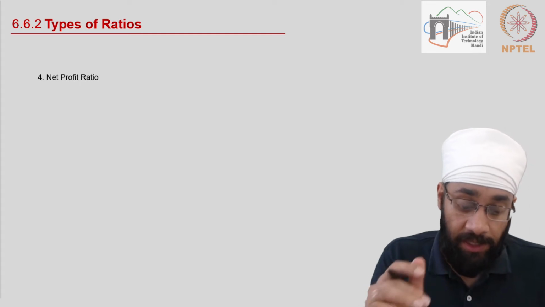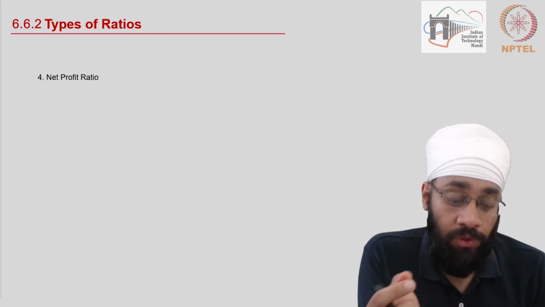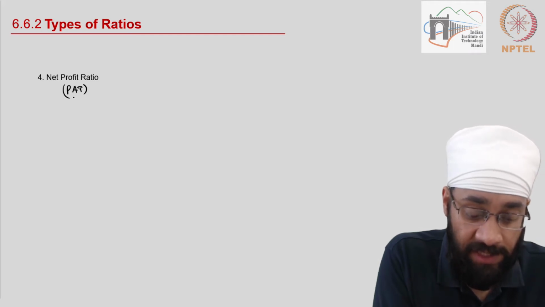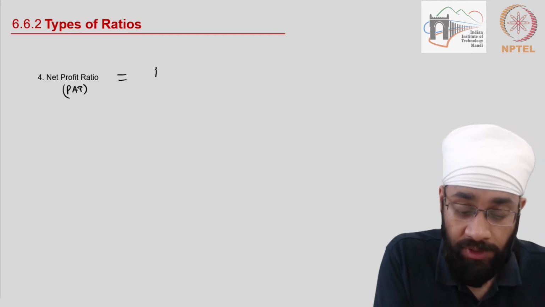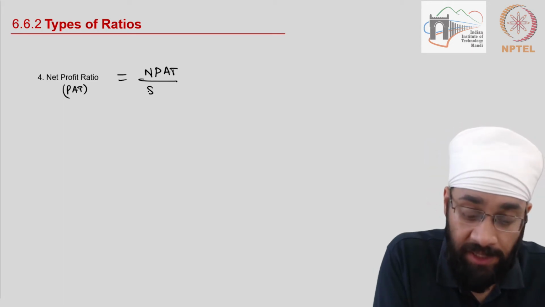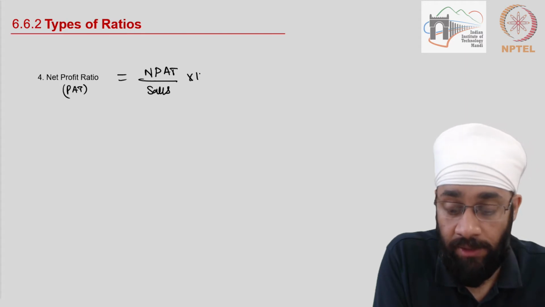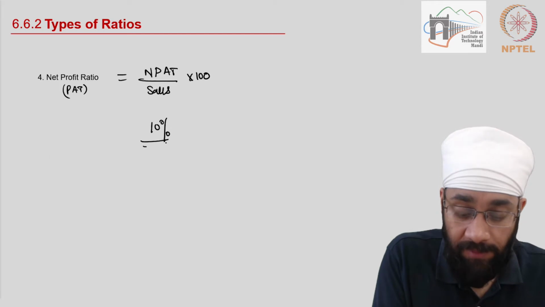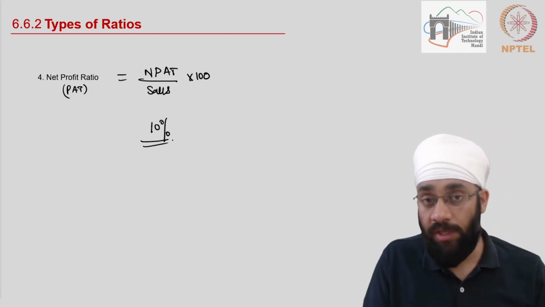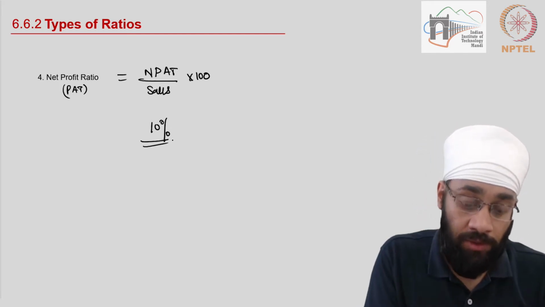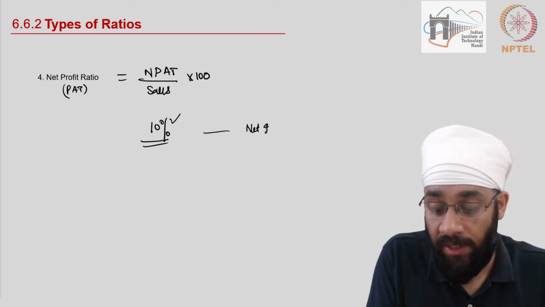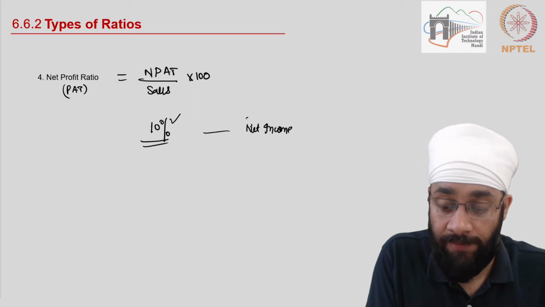The next indicator is called net profit ratio. Net profit ratio is profit after tax. That's the net profit. All you do is you take profit after tax, or net profit after tax, and you divide this by sales into 100. Let's say this number comes out to be 10%. This means you take care of all the expenses in the business and finally you are left with 10%. This is called the net income of the business as well.